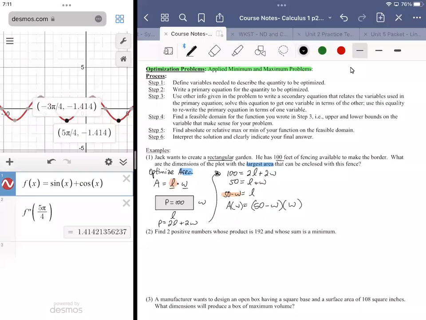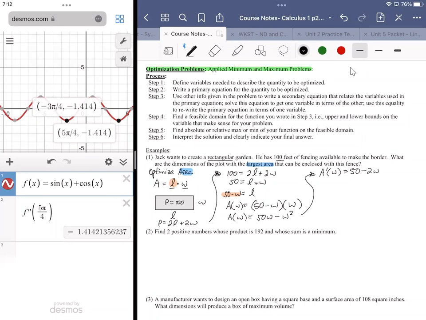All right. Now I can differentiate this, but I kind of want to distribute it out first because it'll make the differentiation process a little bit easier. So A of W would be 50W minus W squared. So to find the derivative, it's just simple power rule. So A prime of W would be 50 minus 2W.